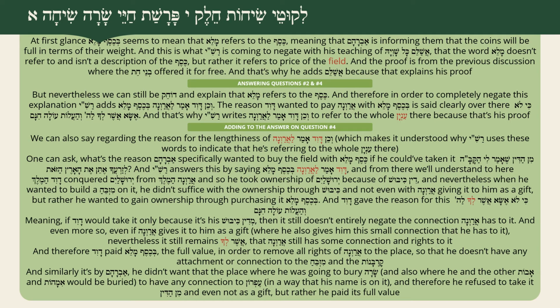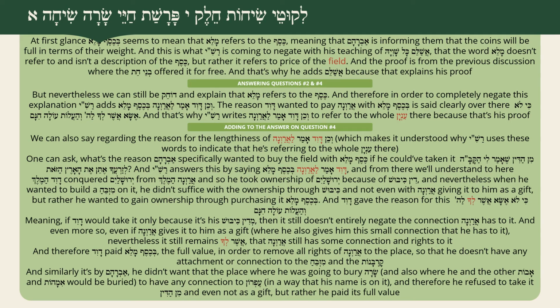So over there, David HaMelech conquered Yerushalayim from Aravna HaMelech. And so, through conquering, he took ownership of Yerushalayim because of Din Kibush. That's how it works. If one king conquers a land from another king, it becomes his property. He owns the land. And nevertheless, when David HaMelech wanted to build a Mizbeach on the land, he didn't suffice with the ownership through Kibush that he conquered the land, and not even with Aravna offering to give it to him as a gift. He declined taking the gift, but rather he wanted to gain ownership through purchasing it bekesef male.